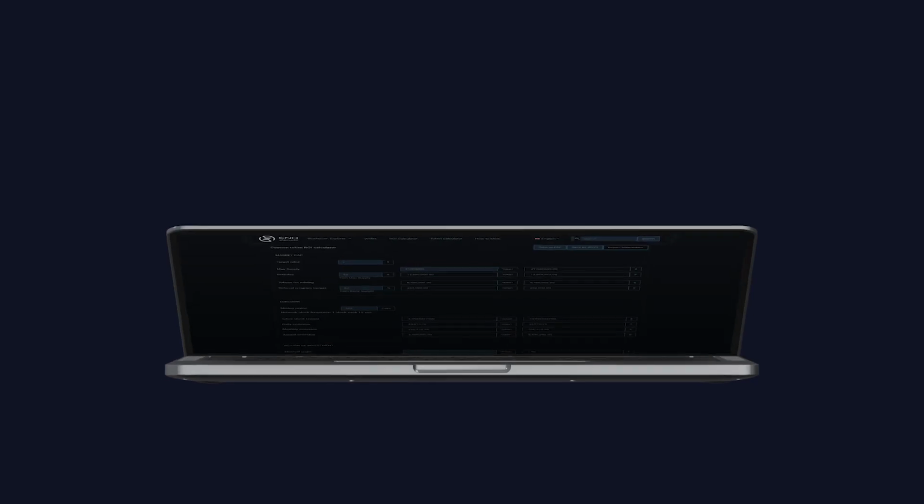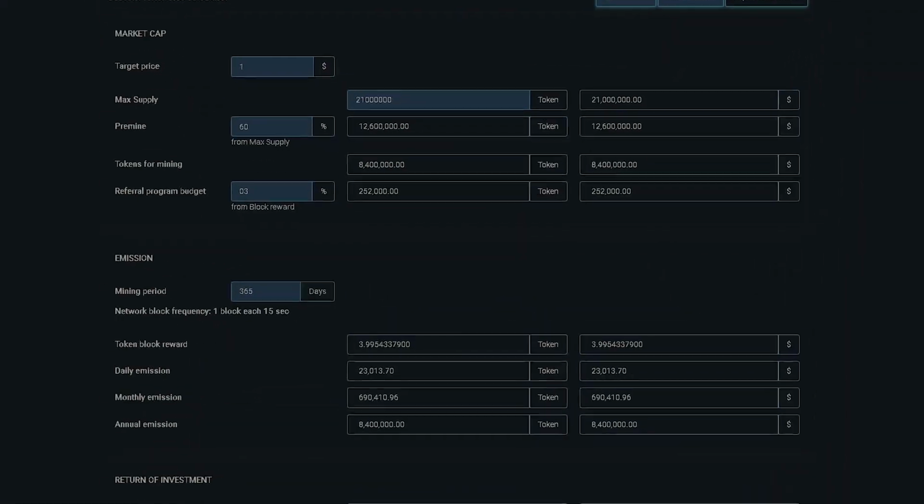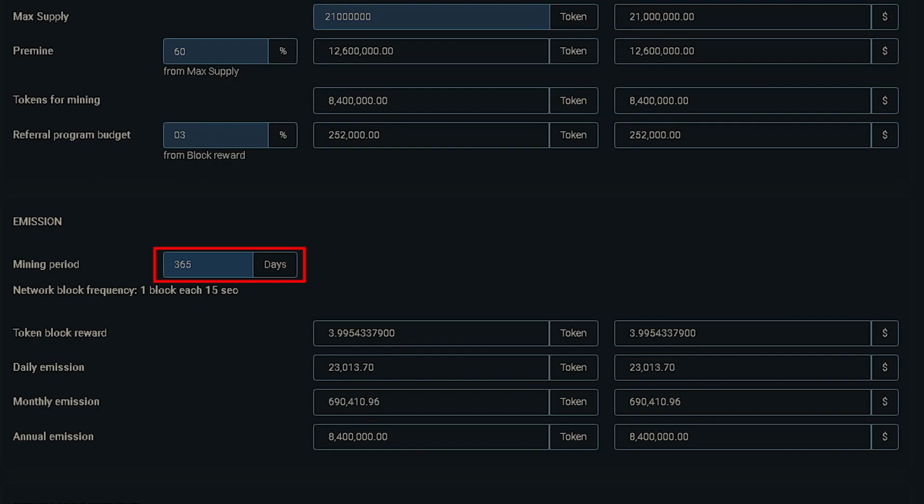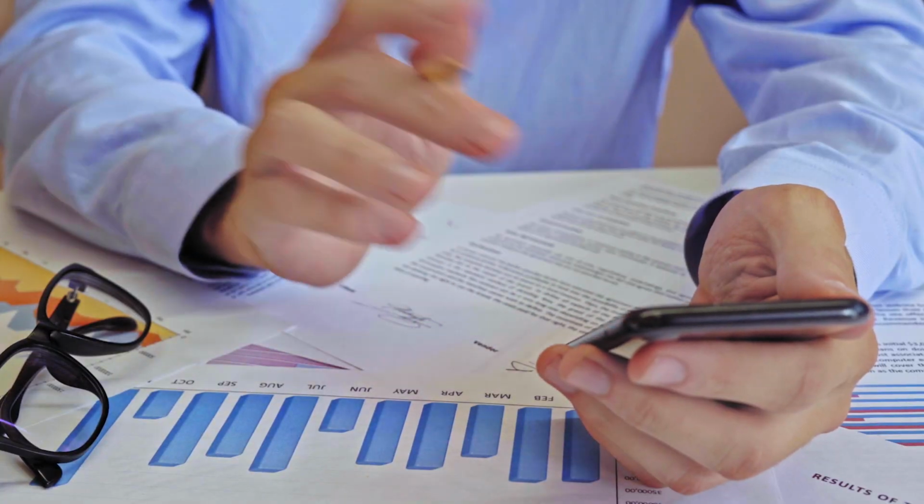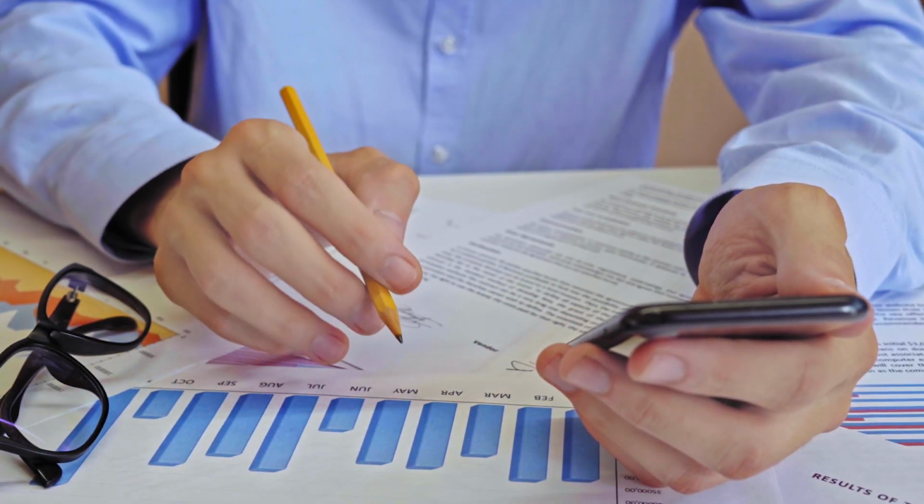Emission. The next, but not the most important parameter, is the mining period. It defines how long your token will be mined. This period is also related to daily, monthly, and annual emissions. Let's set the mining period to 20 years. Judging by the readings of our parameters, the monthly emission will be about $34,500. Therefore, it is very important at this stage to check all the parameters and determine whether you are satisfied with the emission figures. If not, you need to make adjustments and recalculate everything.